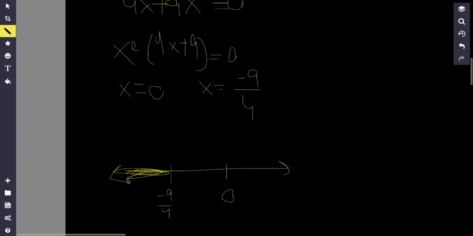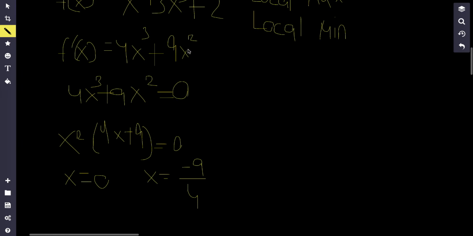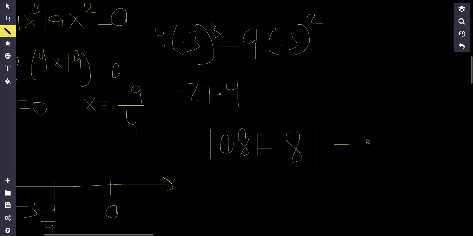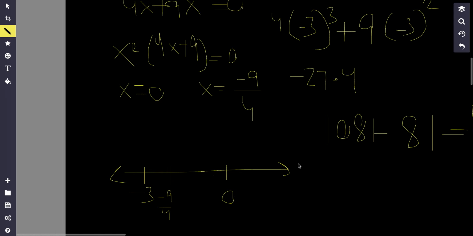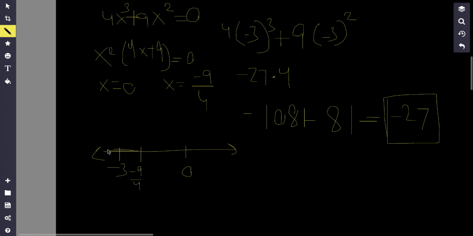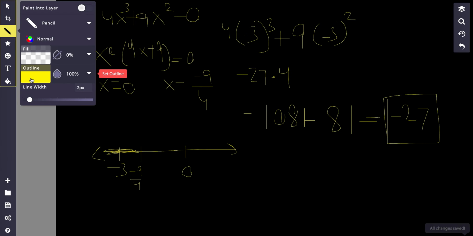So let's pick a number from this section. Let's just pick, I don't know, try to make it easy. Let me just pick -3, okay? So if I plug in -3 into my derivative, I get 4 times -3 to the third power plus 9 times -3 to the second power. Negative 3 to the third power is going to be equal to negative 27. So we get a negative slope. So from this region right over here, we get a negative slope.